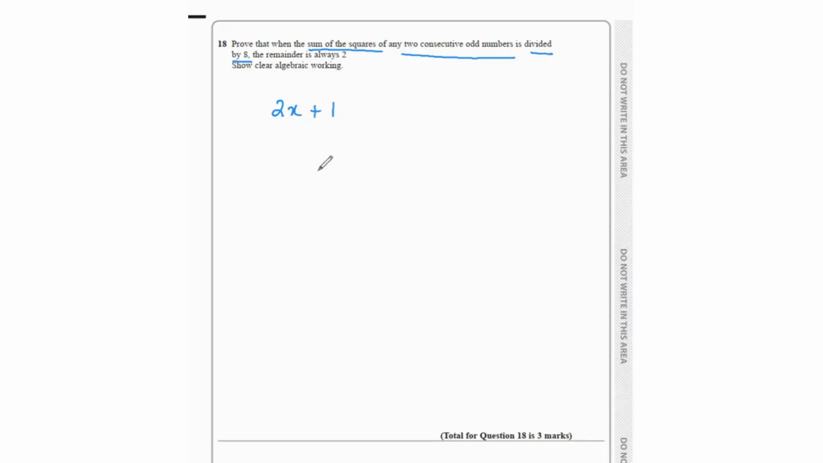Why 2x plus 1? Because 2x is an even number. Anything multiplied by 2 is even. So if we add 1 to that, that's going to be odd. Similarly, the next one can be 2x plus 3. Again, if we add 3 to 2x, it's going to be odd because 2x is even, and even plus odd will always be odd. So 2x plus 1 and 2x plus 3 are our two consecutive odd numbers.